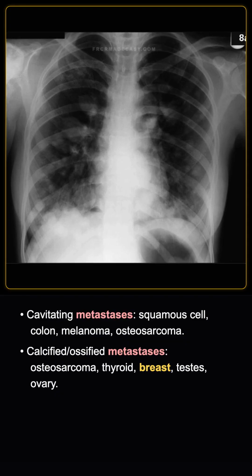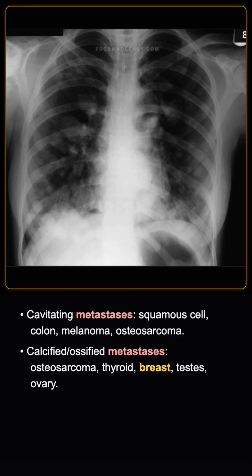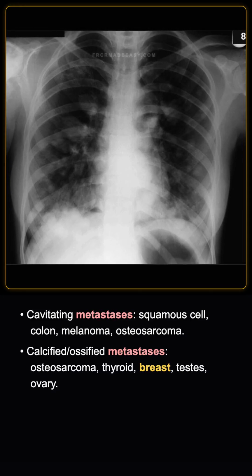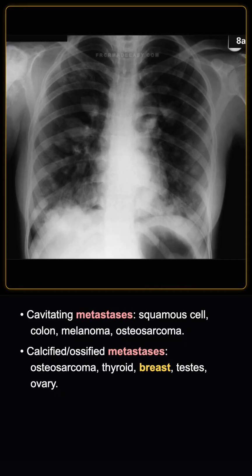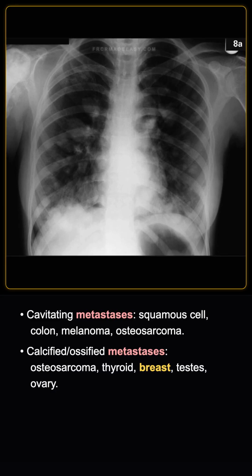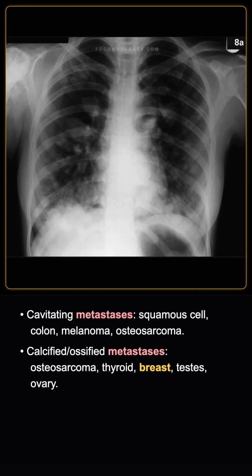What imaging clues can suggest the specific primary tumor of lung metastases? Several imaging clues can point toward the underlying primary malignancy. For instance, metastases from squamous cell carcinomas, colorectal cancer, melanoma, osteosarcoma, and cervical cancer are more likely to cavitate. Conversely, metastases that calcify or ossify typically originate from osteosarcoma, breast, thyroid, testicular, or mucinous ovarian carcinomas.